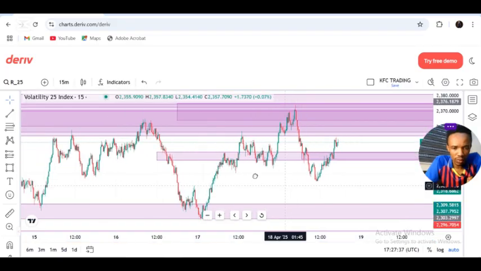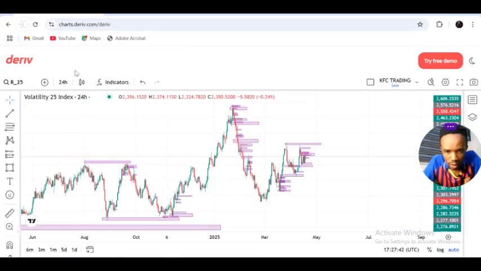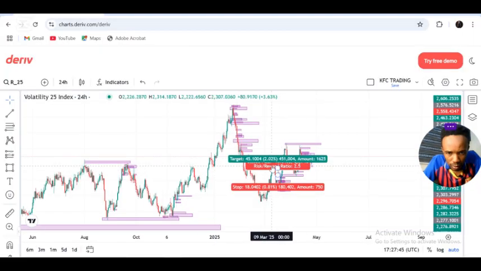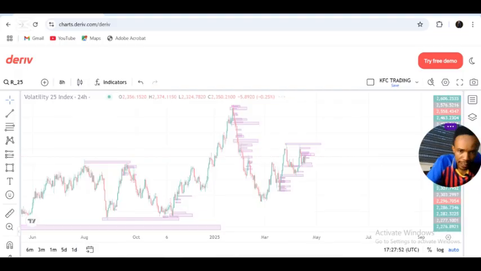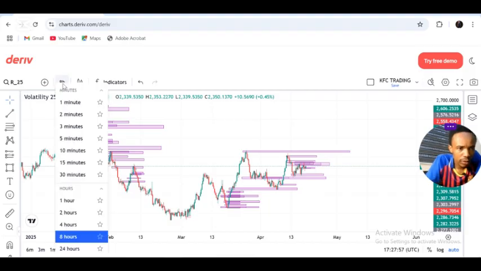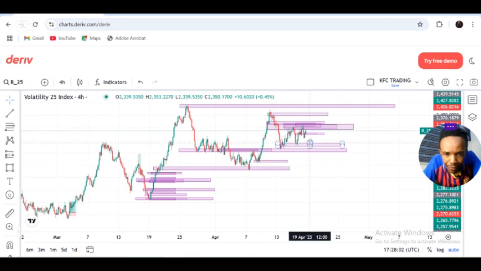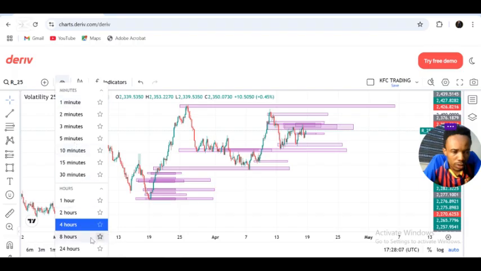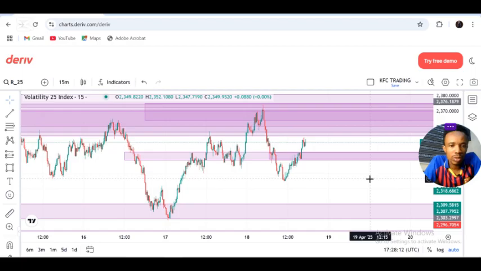So this is volatility 25. If you look at volatility 25 from the higher time frame, let's do a top down quickly, you will see that it is actually bullish from the 24-hour time frame. You go to the 8-hour time frame, you see that it is actually bullish. Then the 4-hour time frame, and you will see that it is also bullish. Then we go straight to our entry time frame, which is 15 minutes, to see what directional bias and what entry we're going to be taking.